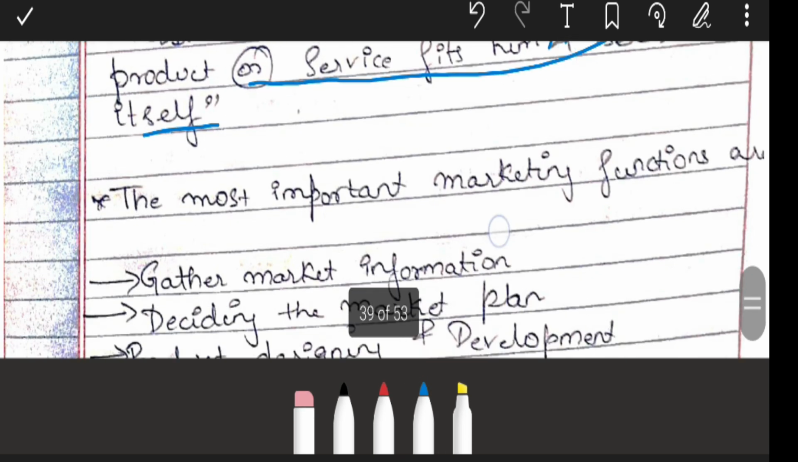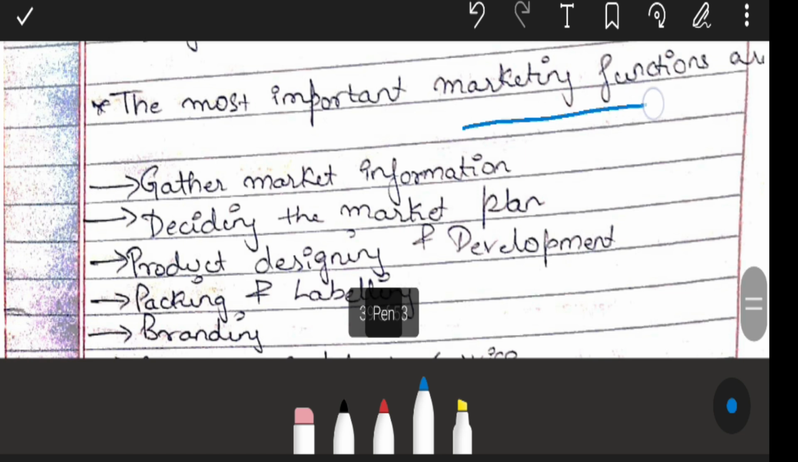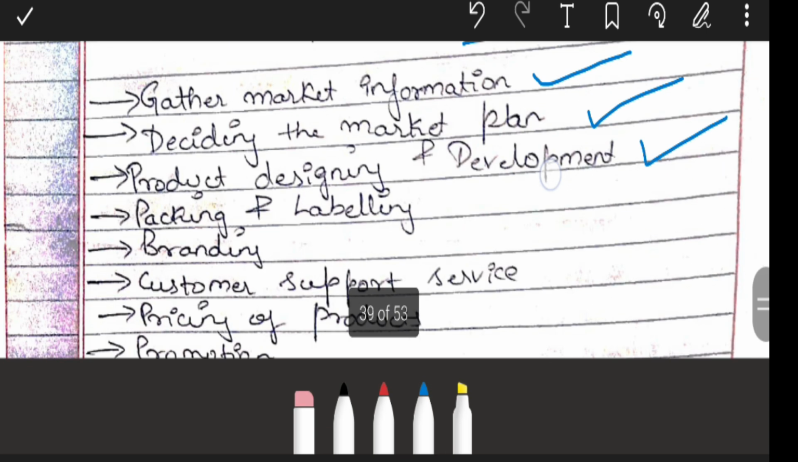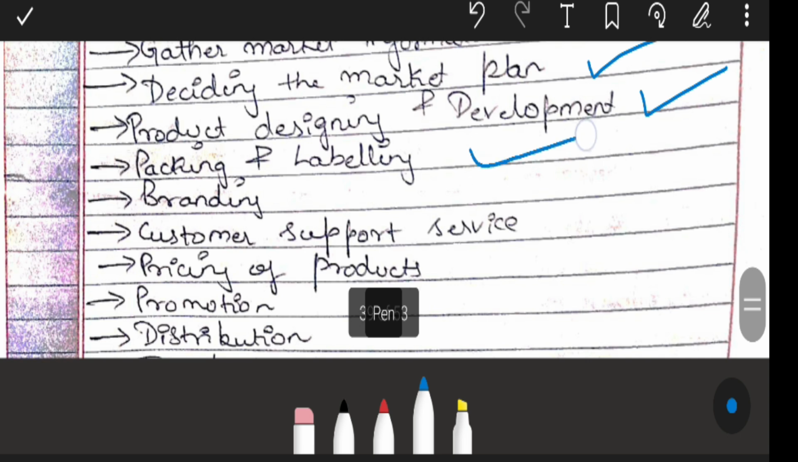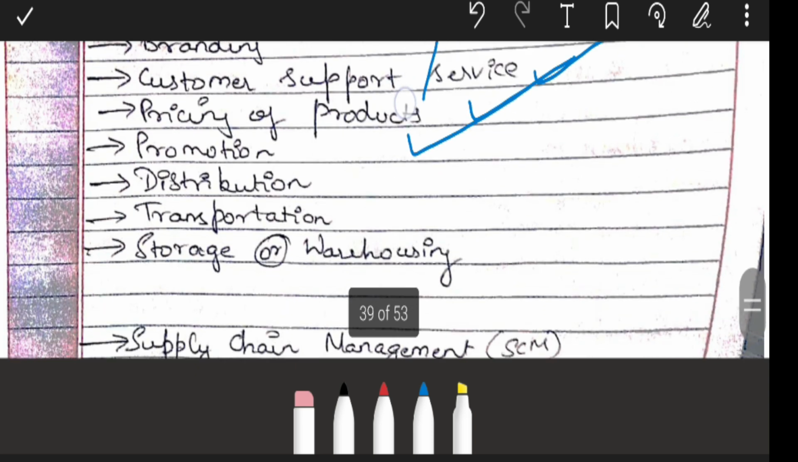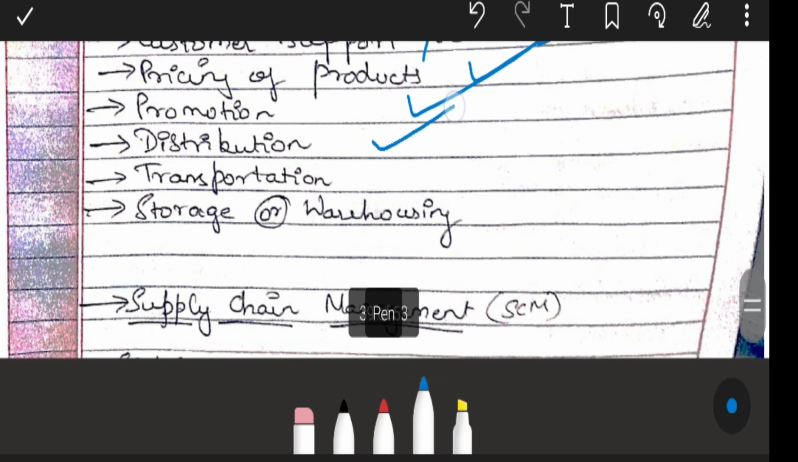The most important marketing functions are: first, gather market information, decide the market plan, product design and development, packaging and labeling, branding, customer support service, pricing of product, promotion, distribution, transportation, and warehousing. These are the steps involved in marketing.